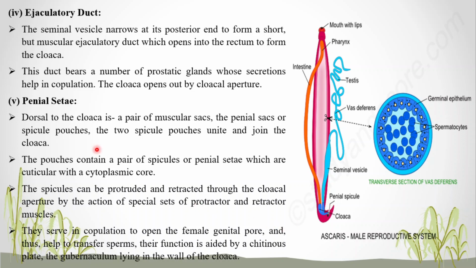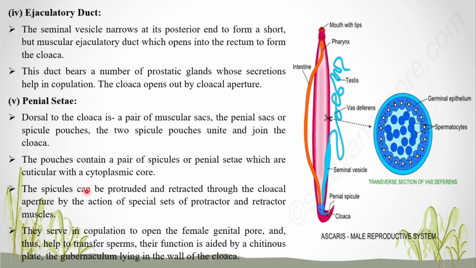Another organ of reproduction in male Ascaris is the penial setae. Dorsal to the cloaca is a pair of muscular sacs, the penial sacs or spicule pouches. The two spicule pouches unite and join the cloaca. At the opening of the cloacal aperture, these two penial spicules are present. The pouches contain a pair of spicules or penial setae, which are cuticular with a cytoplasmic core.